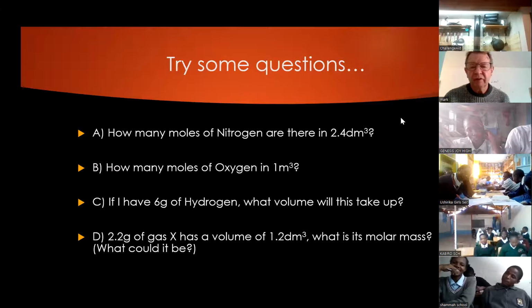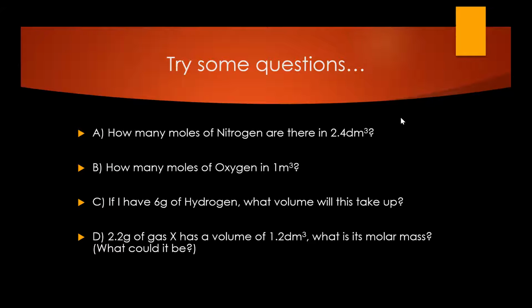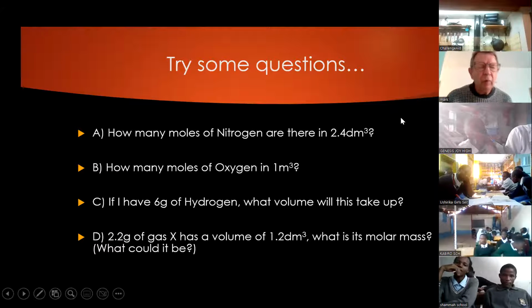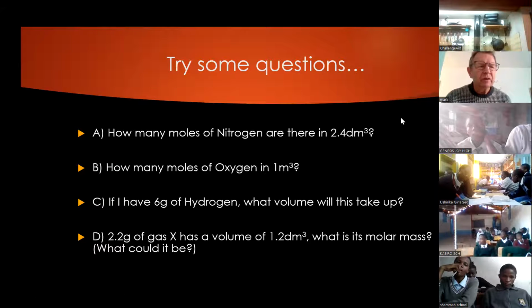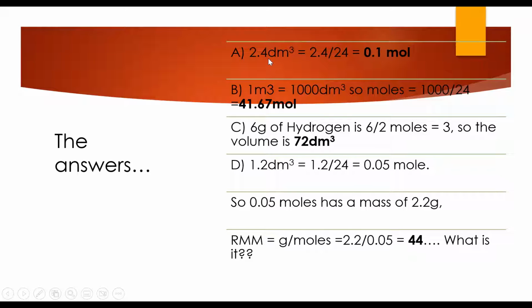Hopefully I will be able to show you the answers. Some people have already got the answers, which is brilliant. Let me just minimize that. Oh, sorry, I just missed somebody's answer. 0.1, well done. Yes, very good. So in the first one, how many moles of nitrogen are there in 2.4? It's asking moles, so it's the volume over the molar volume, the volume for 1 mole. Now, 1 mole is 24,000 cubic centimeters, or 24 dm cubed. So the first one is 2.4 over 24, which is 0.1.